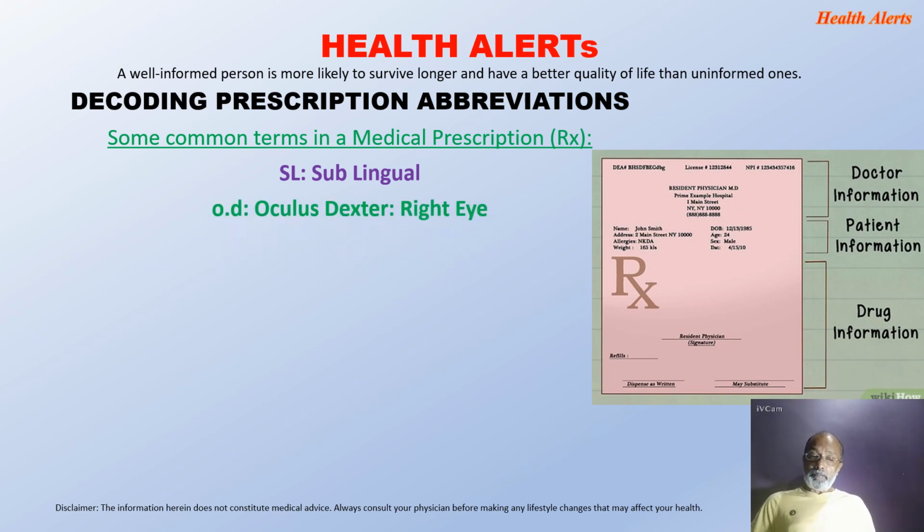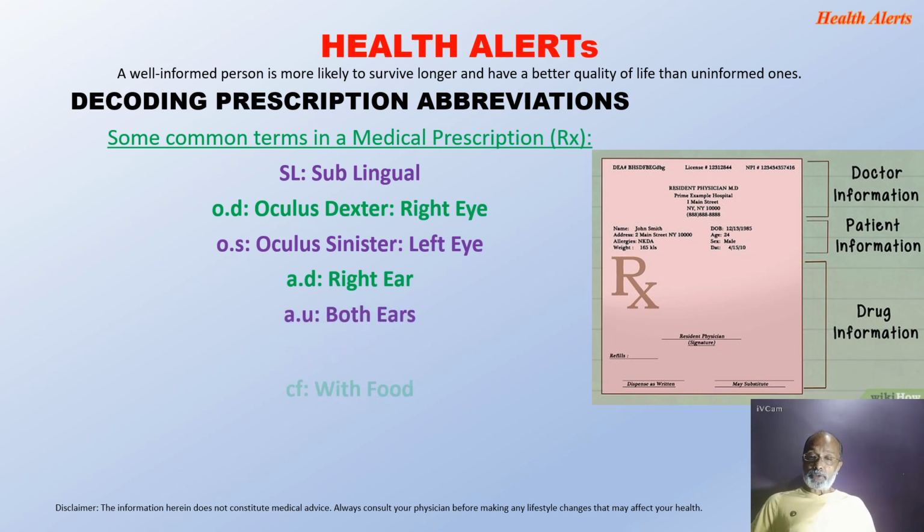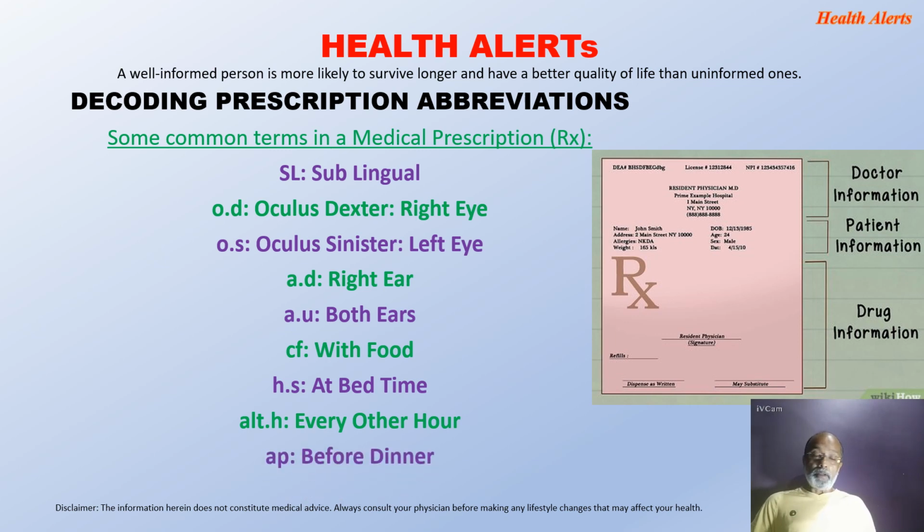OD means right eye. OS stands for left eye. AD stands for the drug has to be used in the right ear. AU stands for both ears. CF, if it is mentioned, that means the drug has to be taken along with food. HS stands for at bedtime. ALT.H means every other hour the drug has to be taken. AP stands for before dinner.